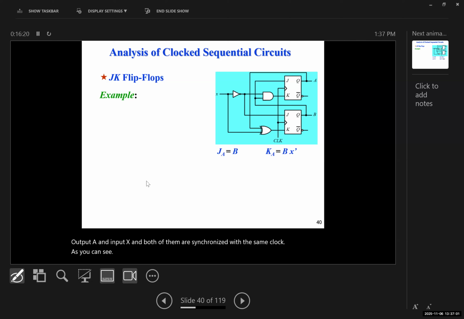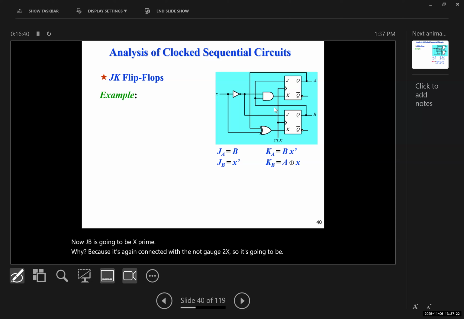Now here, JA is going to be B and KA is going to be equal to BX prime, as you can see. Now JB is going to be X prime. Why? Because it's again connected with the NOT gate to X. So it's going to be X prime. And KB, because it's connected to this XOR, it's going to be XOR of this A and the X. So it's going to be A XOR with X.